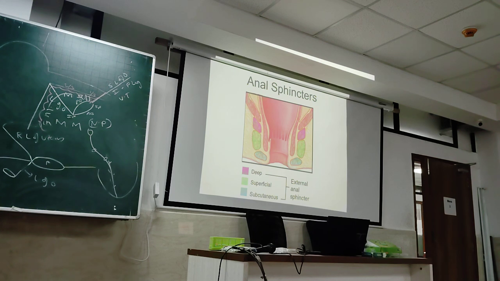It is the longitudinal muscle which is attached to the skin of the anus, penetrating through the subcutaneous sphincter. Subcutaneous sphincter always has a tone which keeps the anal opening closed.